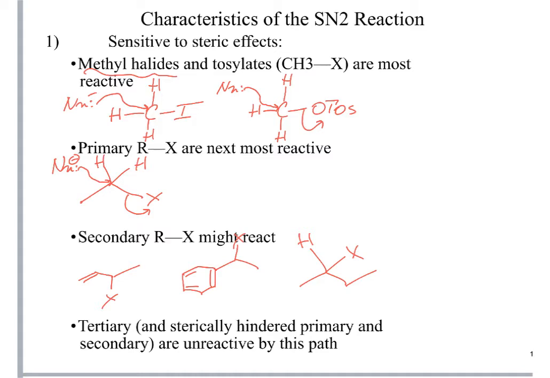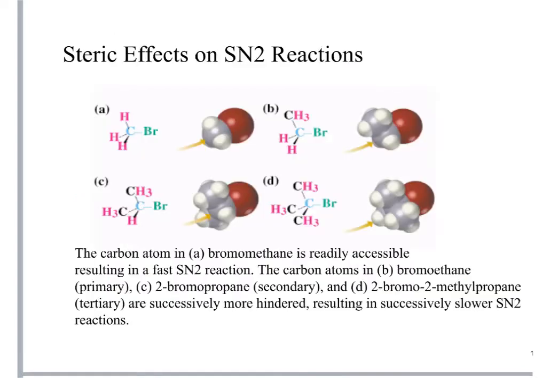Tertiary alkyl halides or tosylates do not undergo SN2 chemical reaction. So there is too much steric hindrance for the nucleophile to approach a tertiary carbon atom. So we'll focus on the reaction of methyl, primary, and some secondary alkyl halides and tosylates. And here is an illustration of how the steric effects influence the rate of SN2 reaction.